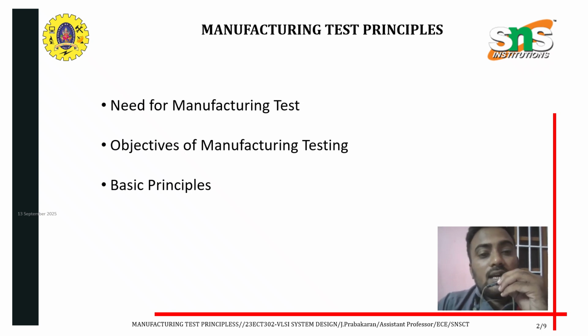And followed by, we will discuss the basic principles of manufacturing test. Test generation, to generate test patterns to excite possible fault models. Already we know fault models. What are the fault models? Stuck faults, which means stuck-at-zero fault and stuck-at-one fault.